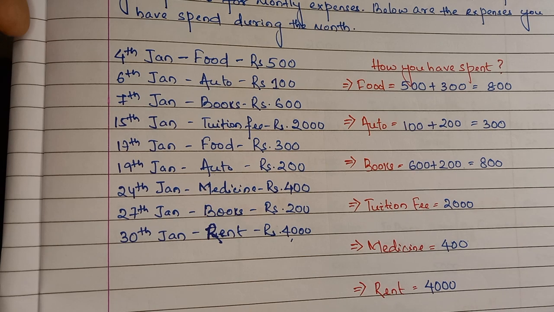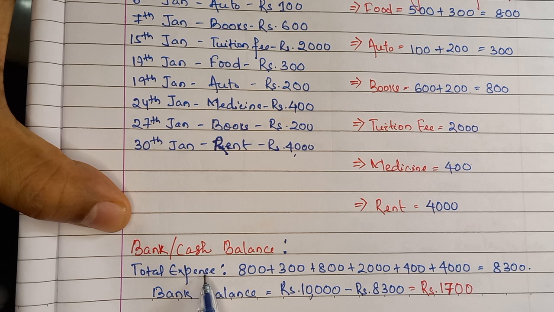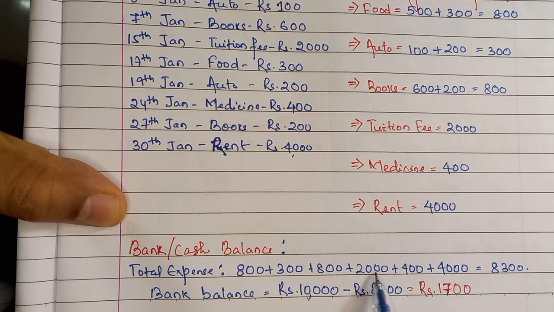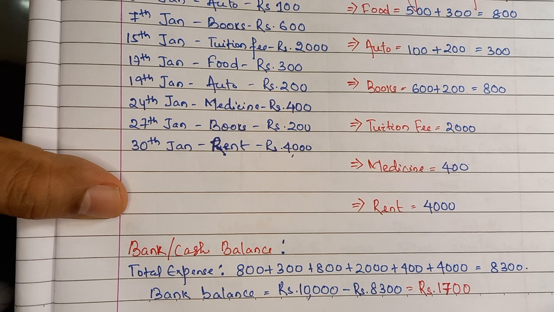In this case, the total expenses incurred by you is 800 plus 300 plus 800 plus 2000 plus 400 plus 4000. I just added up the above figures. It comes to 8300. And what is the bank balance you have now?